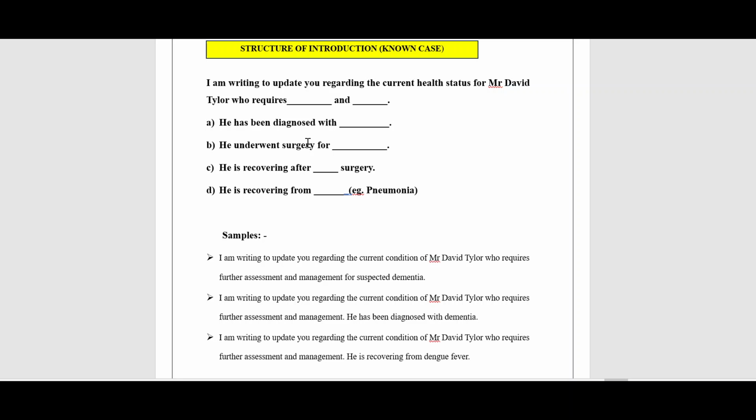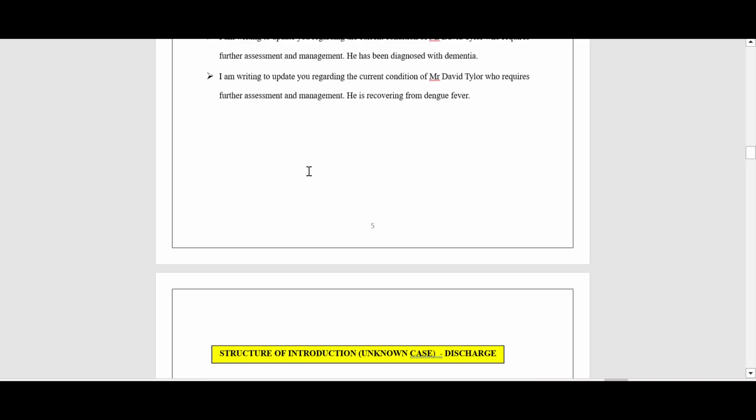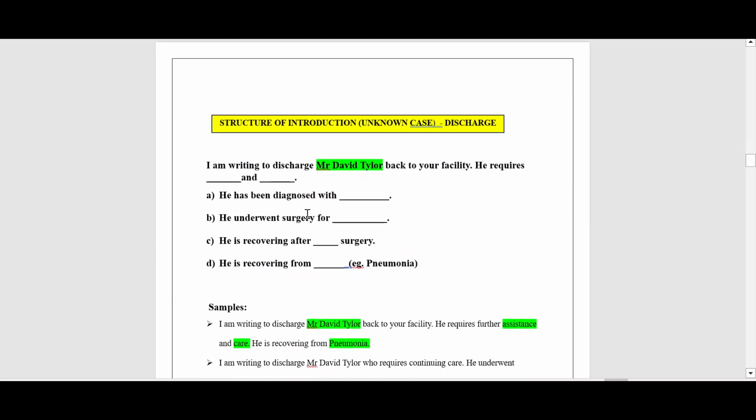Then as an unknown case, you can check this example and try to get ideas from here. In case the patient is getting discharged back to your facility, you can write this. But one student commented on my YouTube saying that this is an old style. To be honest, writing differs from trainer to trainer. There are different styles of writing. So if you are choosing this one, this is not the old pattern. Anyway, the patient is going back to that facility, so obviously we can write "your facility". This is totally right to mention in your letter writing.